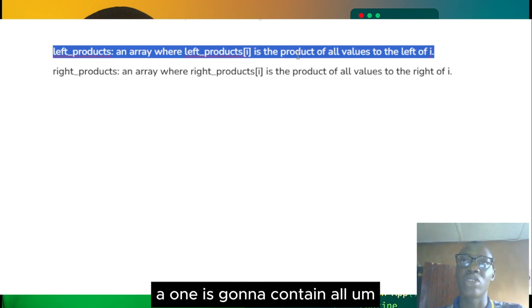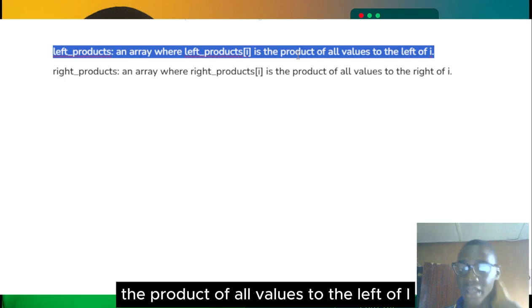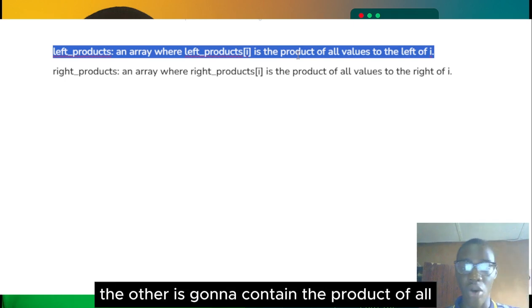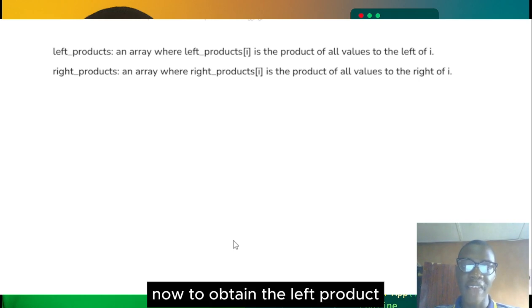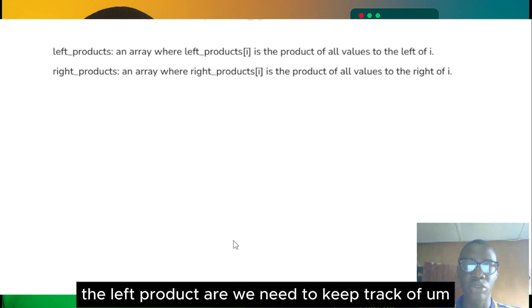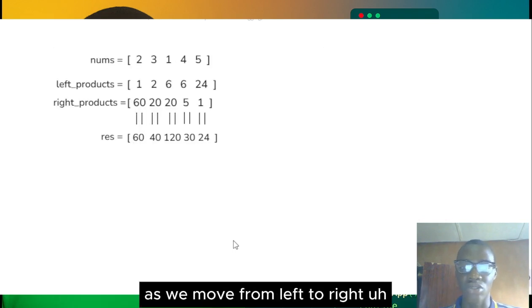So this means that we'll be needing two arrays. One is going to contain the product of all values to the left of i. The other is going to contain the product of all values to the right of i. Now to obtain the left product array, we need to keep track of the cumulative products of all values that we encounter as we move from left to right.